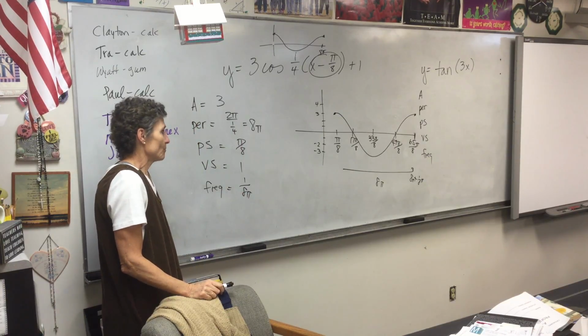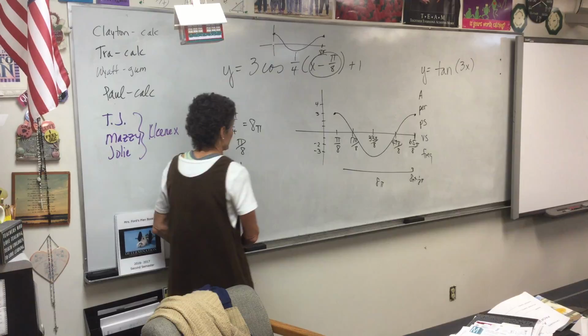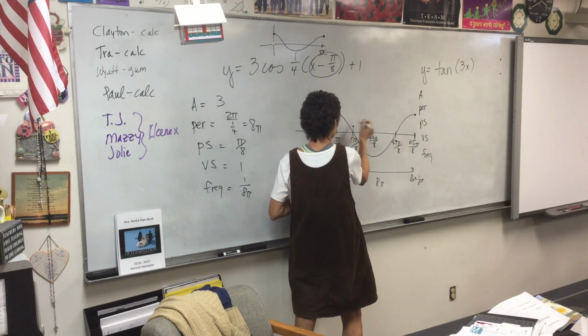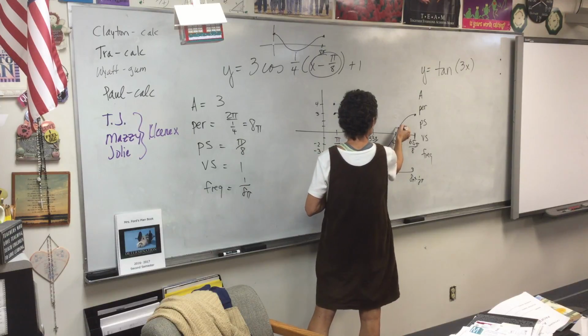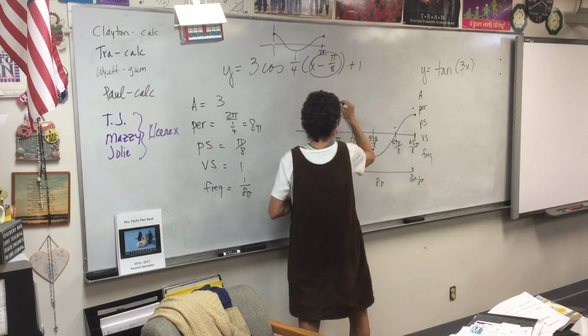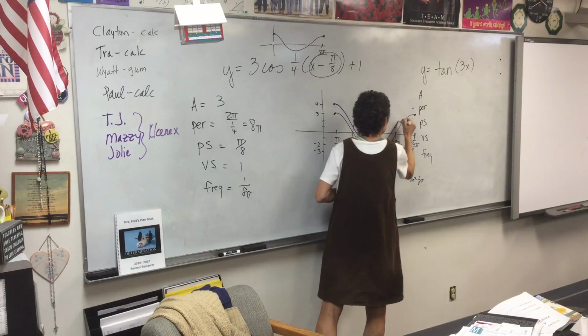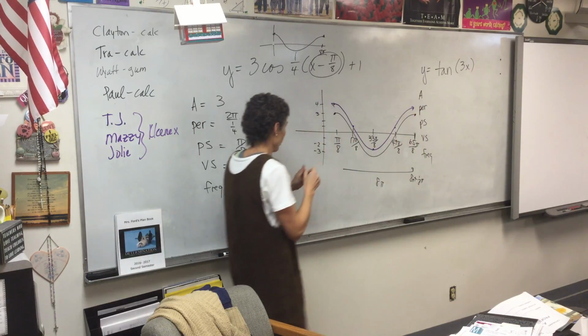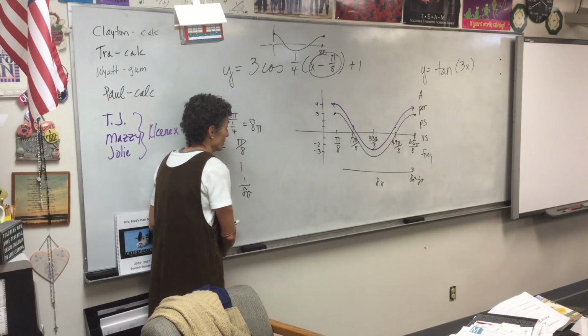Okay, now I gotta pick it up. I haven't done that yet. So every one of those points I just labeled is gonna come up 1 unit. So the purple thing is actually the answer. The purple is the final answer.